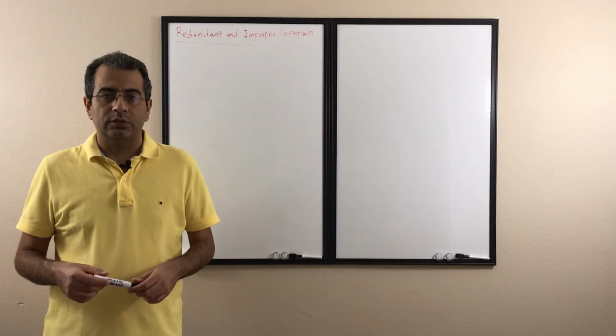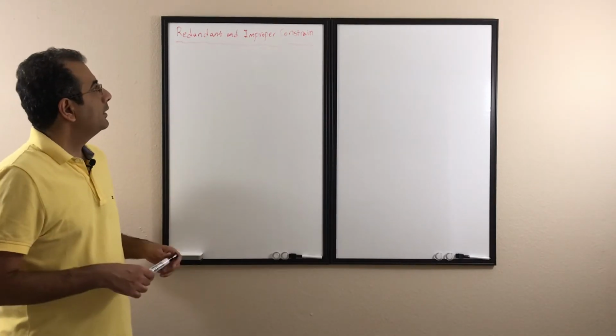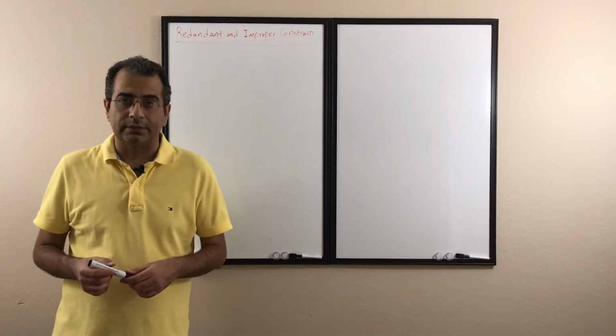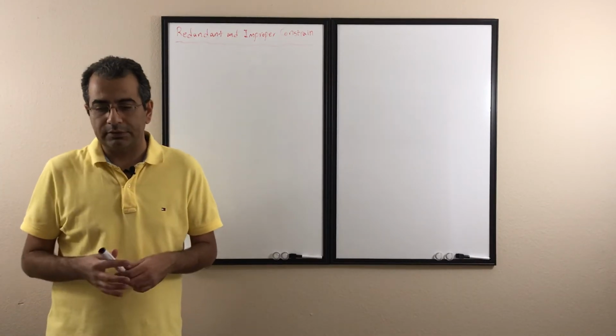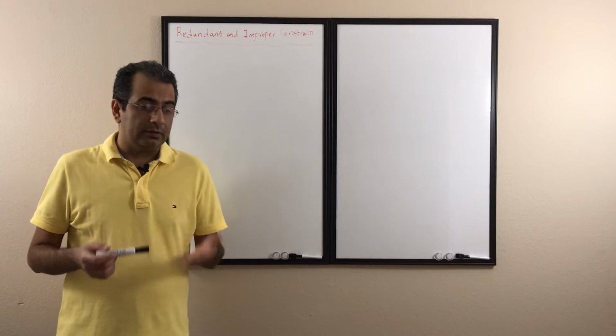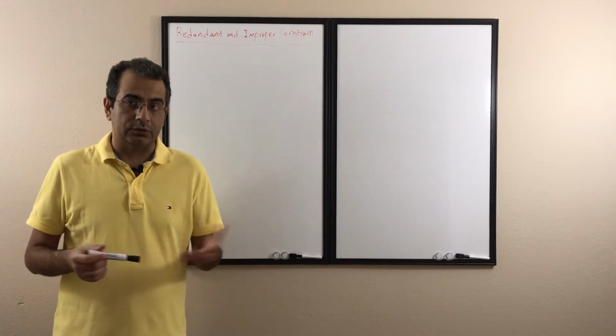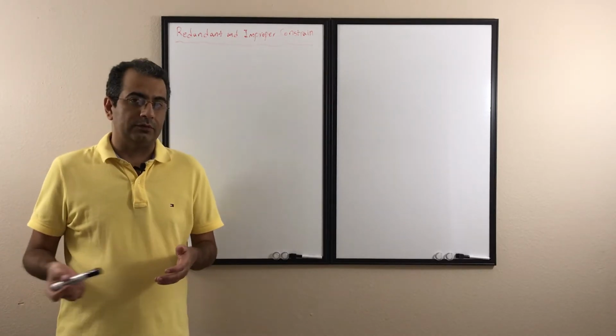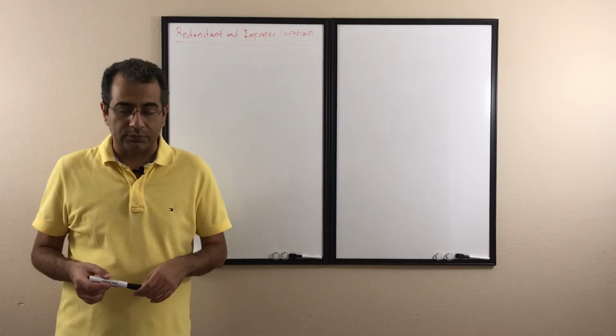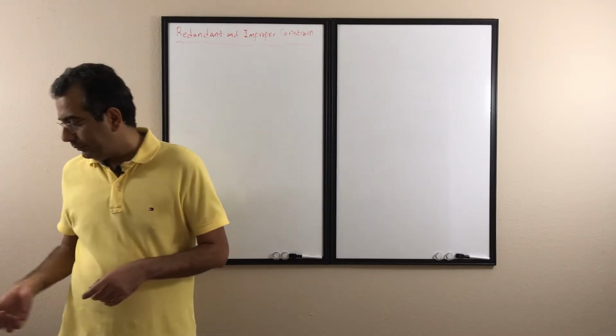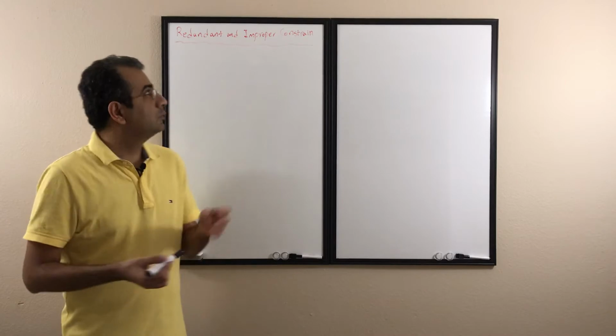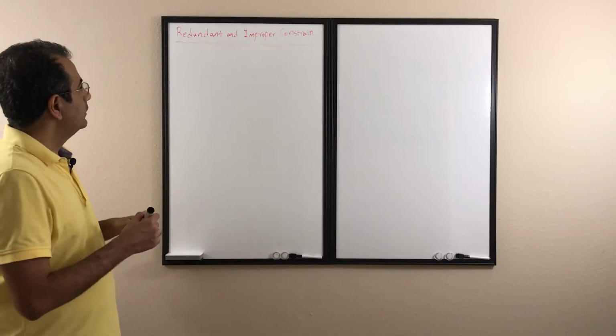Now I'm going to start to talk about the redundant and improper constraint. Under what condition do we have the redundant constraint or supports, or under what condition do we have the improper supports or constraint? Let's first look at the redundant condition.